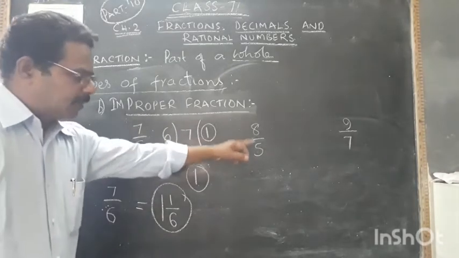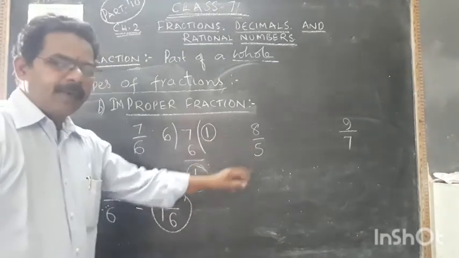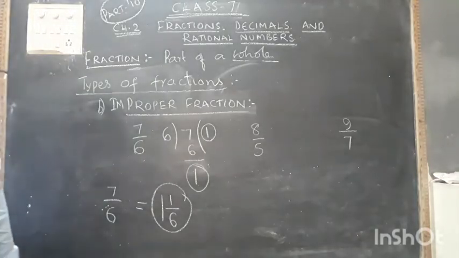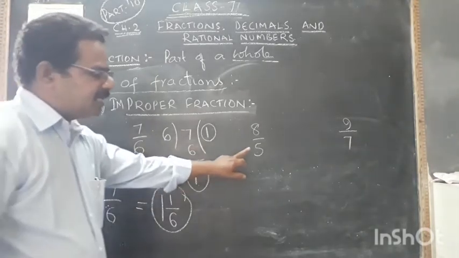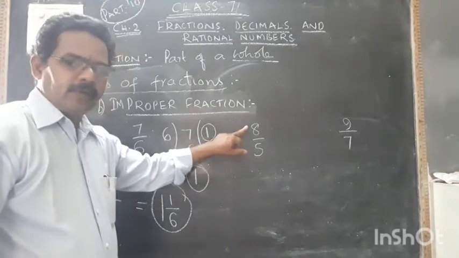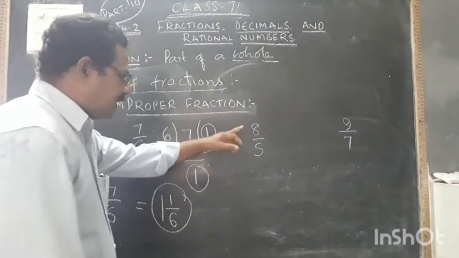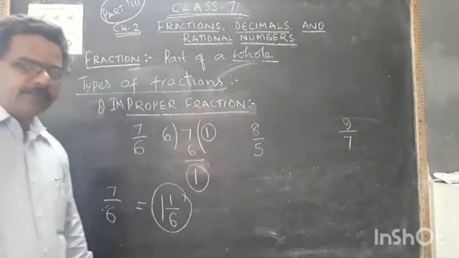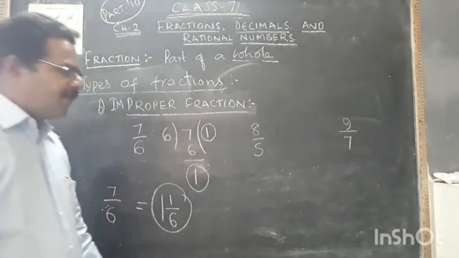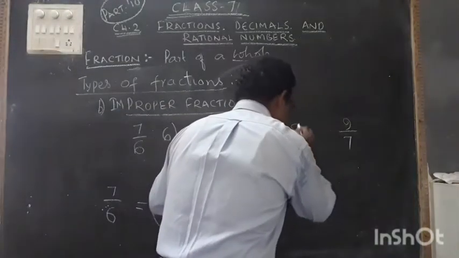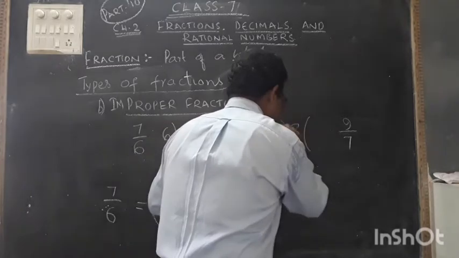Okay. Next, coming to the second example, 8 by 5. Here 5 is the denominator and 8 is the numerator. So 8 divided by 5. Its meaning is 8 is to be divided by 5.